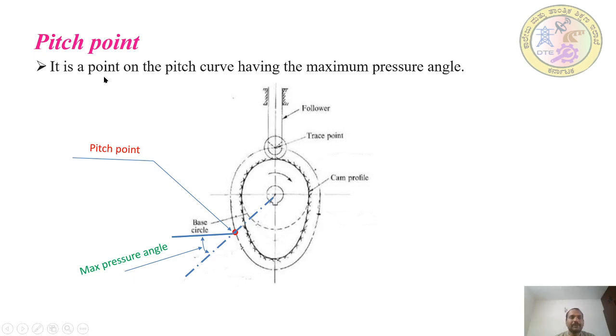Pitch point. It is a point on the pitch curve having the maximum pressure angle. So when the follower is at initial position, the pressure angle is 0. As the cam begins to rotate, the pressure angle goes on increasing and reaches the maximum value. The point at which the pressure angle reaches the maximum value is called the pitch point.